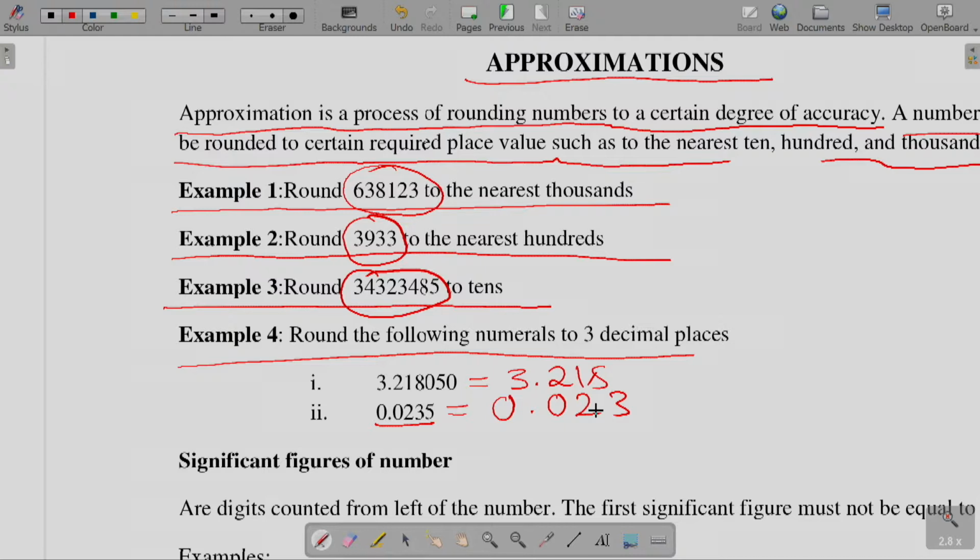You will be required either to round a number to the nearest tens, or to the nearest thousand, or to the nearest hundreds, or to a different number of decimal places. Now let's move to another topic, which is significant figures of a number.